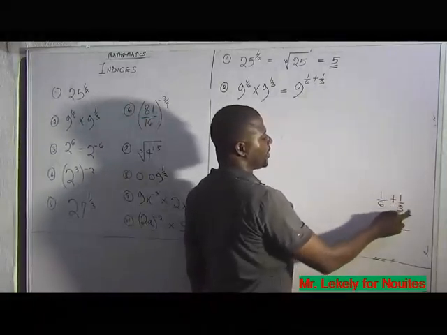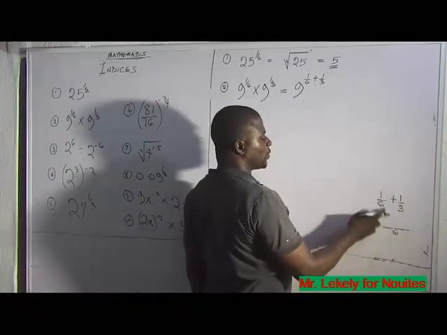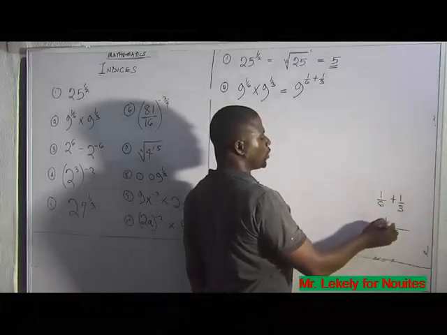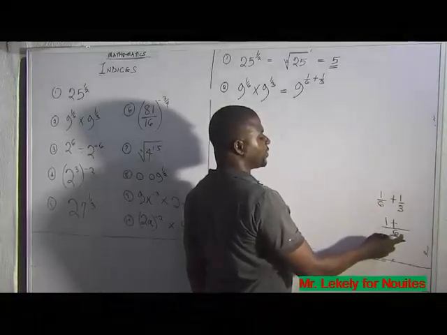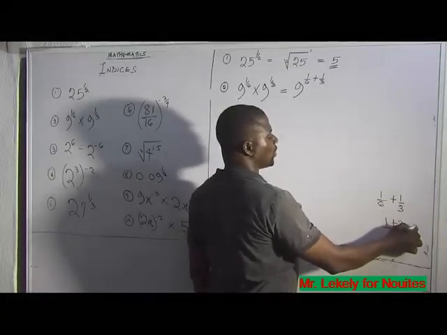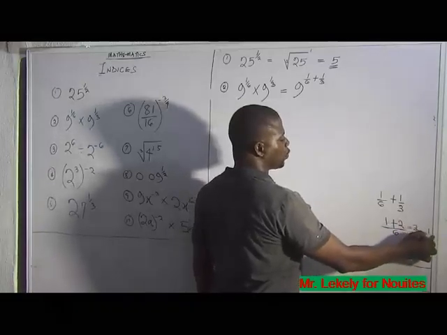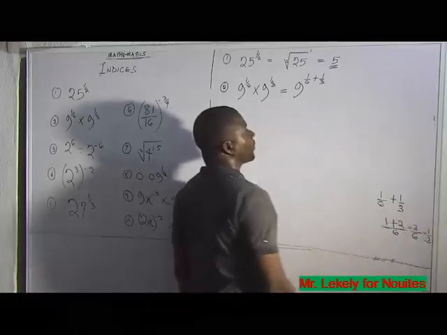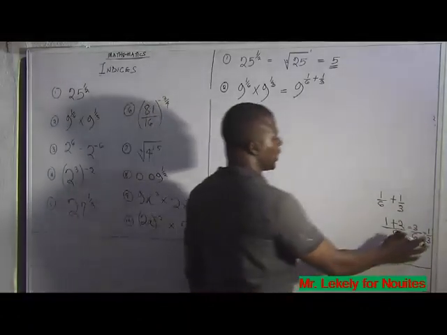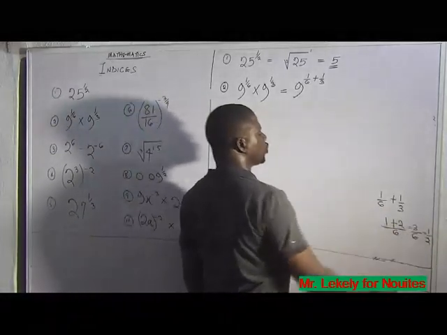The LCM is 6. 6 can go in 6, 3 can go in 6. So 6 in 6 is 1, 1 times 1 is 1. Plus 3 in 6 is 2, 2 times 1 is 2. So 1 plus 2 is 3 over 6. And of course, 3 over 6 is 1 over 2. That is 3 here 1, 3 in 6, 2.